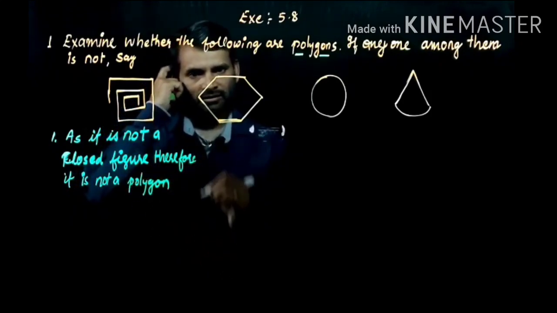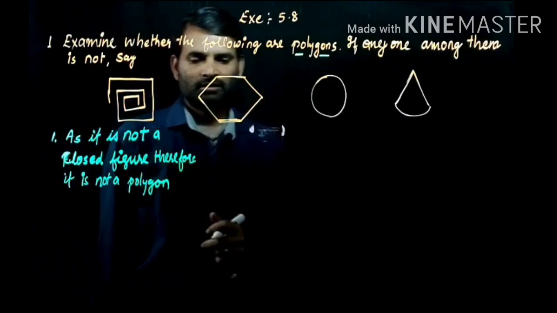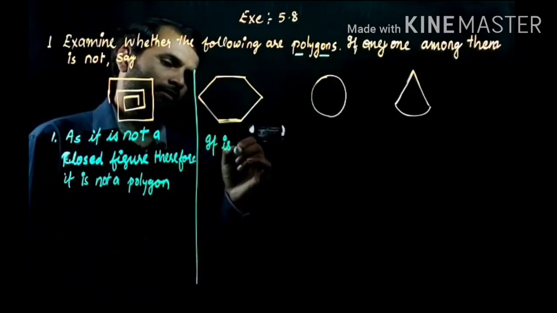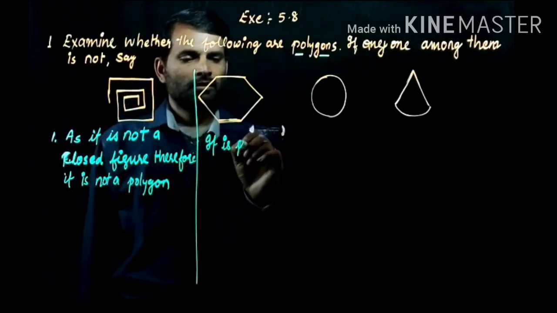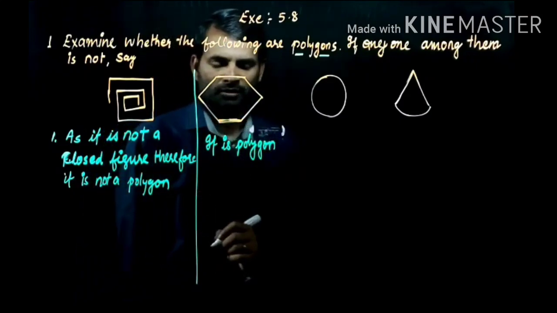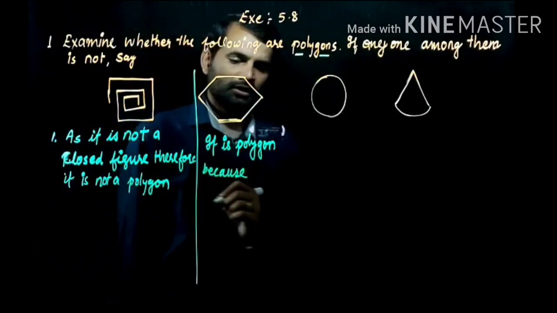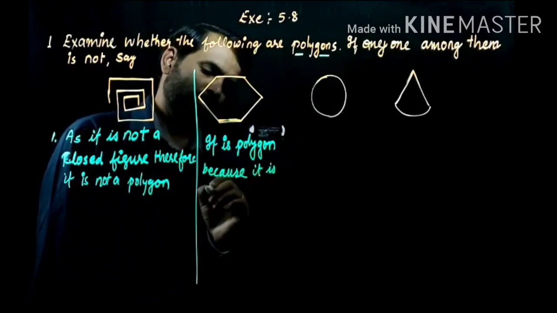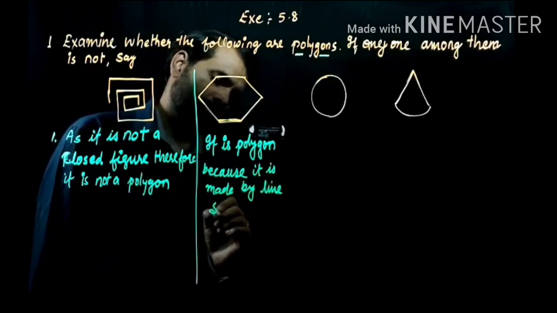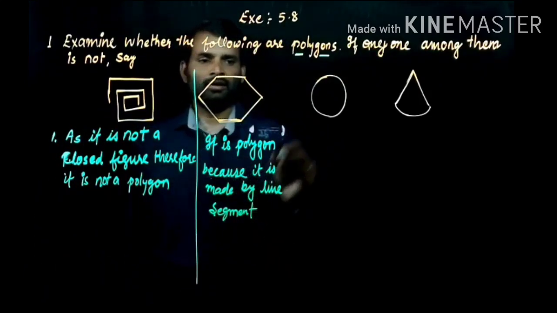Okay, now the second is a closed curve made by line segments. So the second is a polygon, it is a polygon because it is made by line segments.